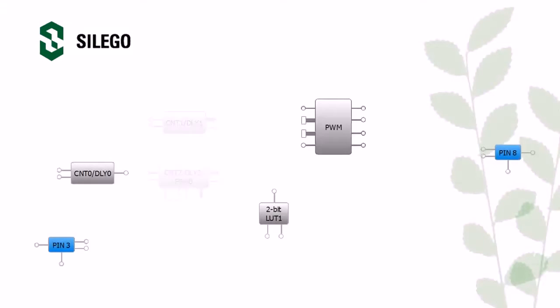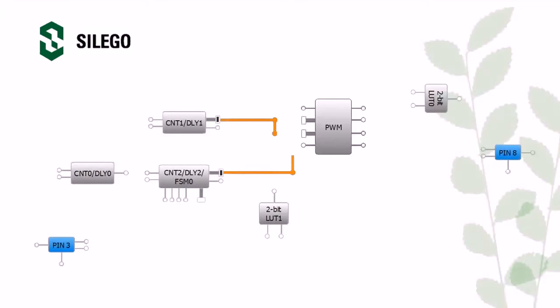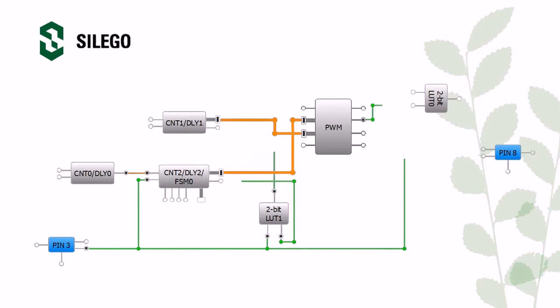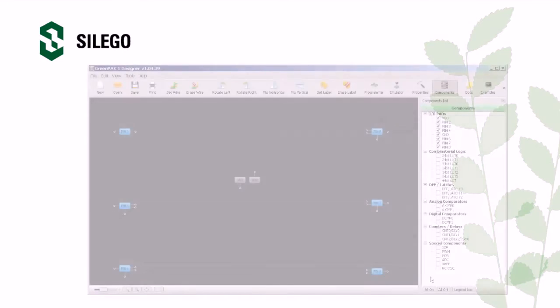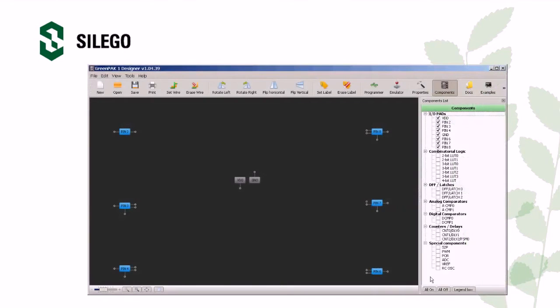GreenPAK 1 Designer is a full-featured integrated development environment that allows you to configure Silego's GreenPAK chips exactly for the functions needed in your system. When you start GreenPAK Designer, you will see a blank project.